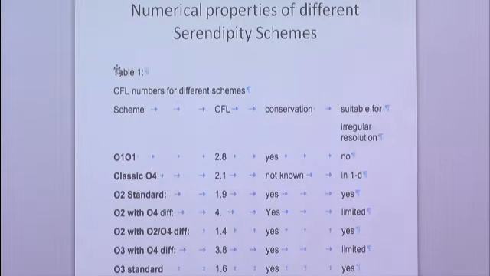O101 means an order 1 scheme on an order 1 grid. That is another name for center differences. On a regular grid, you get a CFL number. I always use fourth order Runge-Kutta, and that is the same value to find in the box. It is conserving, and irregular resolution is a bit difficult. Then I have classical O4. Its conservation is not known, but irregular resolution is actually difficult for this classical O4 scheme.